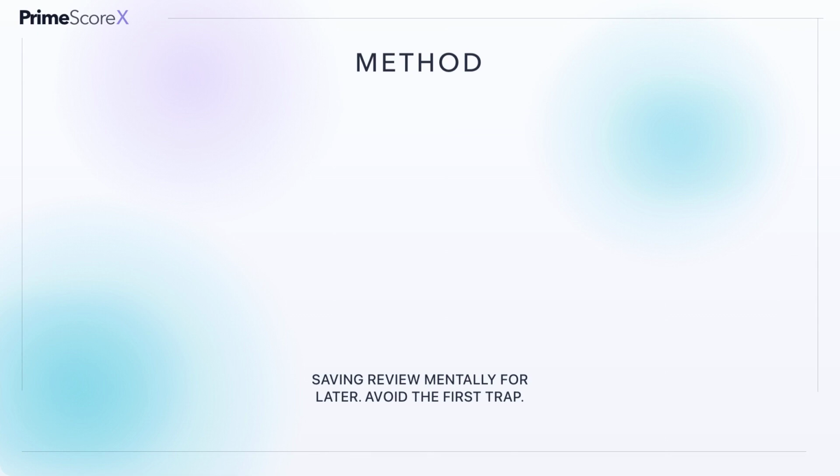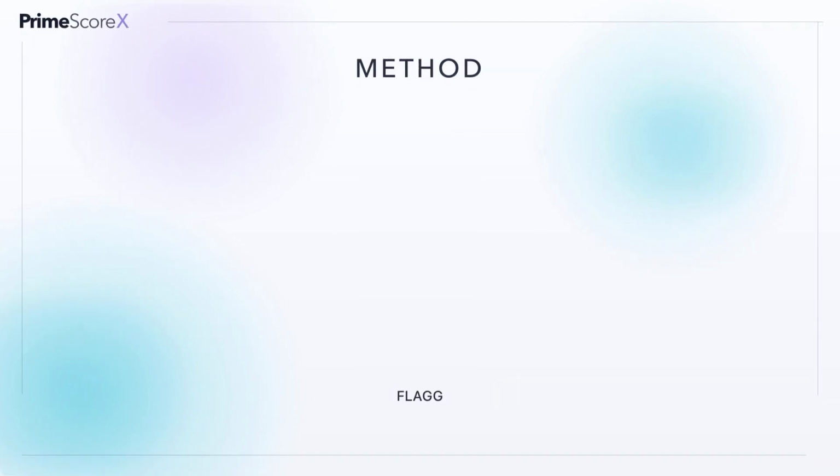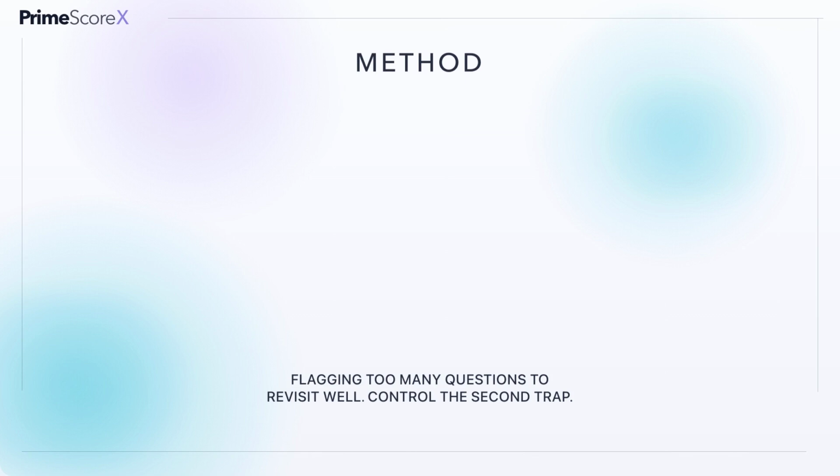The first trap is saving review mentally for later. This usually happens when a student moves too quickly, trusts a familiar-looking answer, or skips the instruction line. The fix is to pause long enough to identify the exact task before committing to the response.